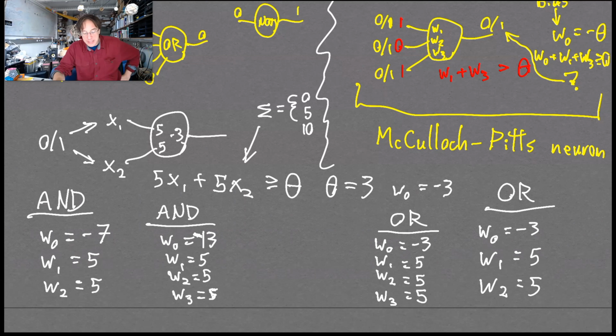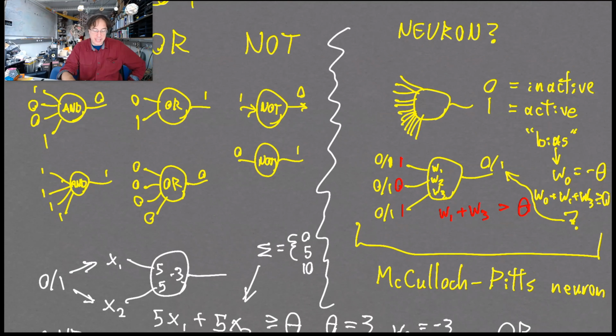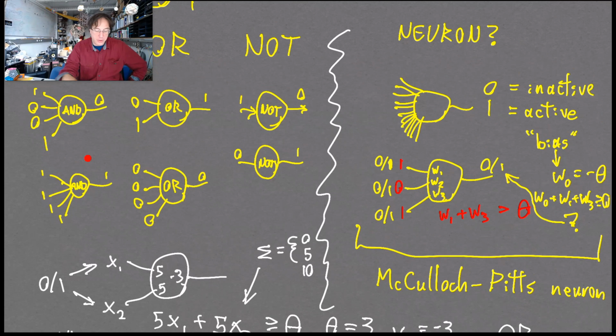So we can do AND gates and OR gates with any number of inputs. How about a NOT gate? Can we do that? Because if we can do AND gates and OR gates and NOT gates, we know those are sufficient for building digital logic circuits. If we can build all of those with these units, then we would know that we can in fact build digital logic circuits with these units.